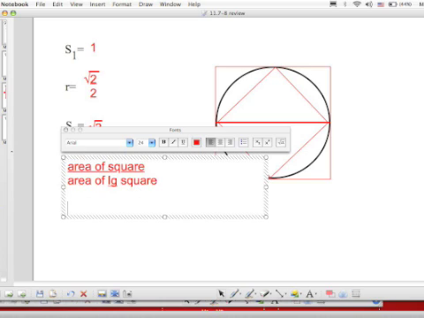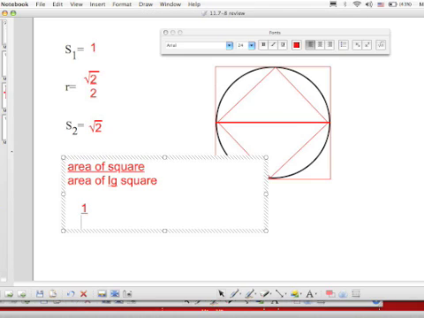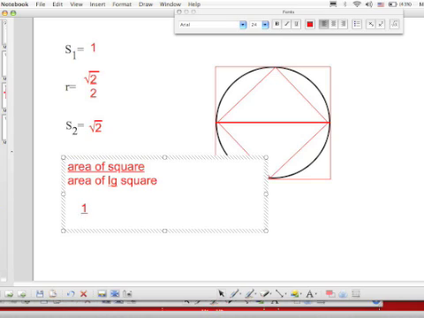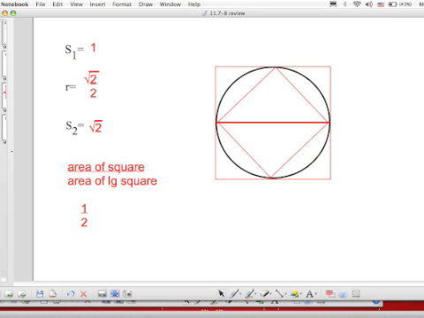Now the area of the smaller square is side squared, or 1 times 1 for 1 squared, over the side of the larger square squared, and the square root of 2 squared is 2. And so that is your probability, which means basically that this inner square takes up half the area of the whole thing.